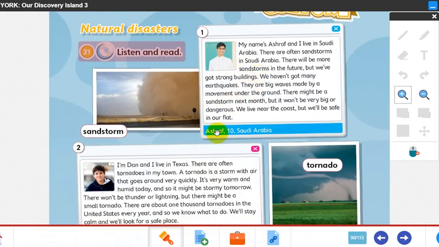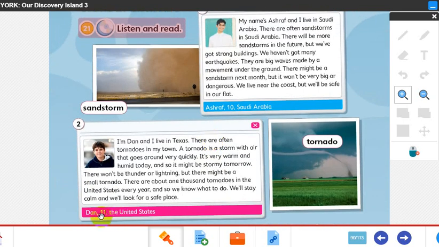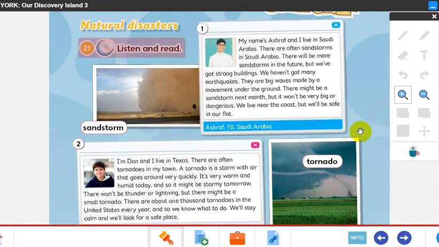So I invite you to read these two texts, and also you are going to listen to two children. This is Ashraf, his name is like mine, by the way. He's 10, from Saudi Arabia, and also we have Dan, aged 11, from the United States, from Texas. Right? So let's get started with this listening.